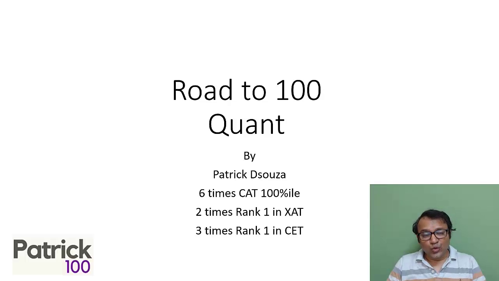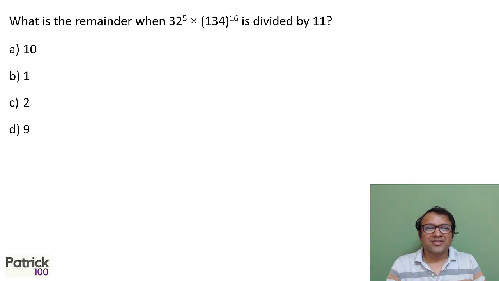Hi, so we're looking at remainders and congruences. What is the remainder when 32 raised to 5 and 132 raised to 16 is divided by 11?